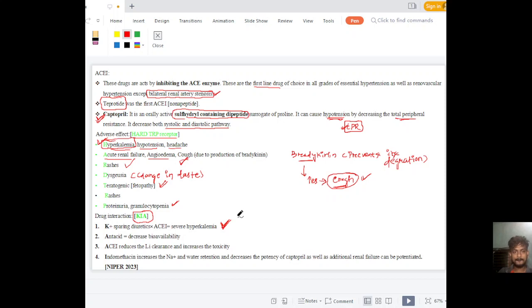Next, antacids decrease its bioavailability. ACE inhibitors reduce lithium clearance and increase toxicity. When you combine with indomethacin, as you know indomethacin increases sodium and water retention, that is why it decreases its potency, and additionally renal failure can be a possibility. This question was asked in NIPER 2023.